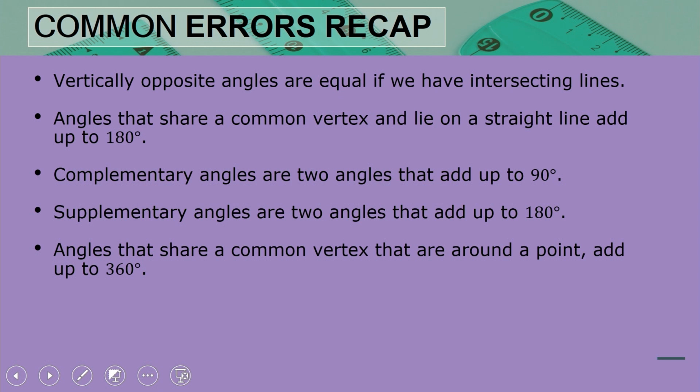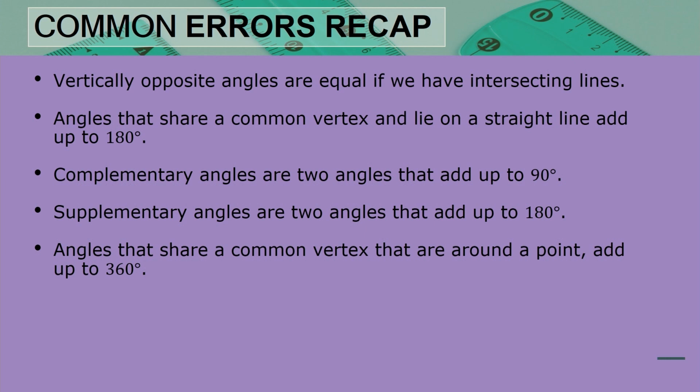So let's look at the common errors or things that you should remember when you are working with lines, angles, and line segments or intersecting lines. We have there that vertically opposite angles are equal if we have intersecting lines. That is very important to remember. Then angles that share a common vertex and lie on a straight line add up to 180 degrees.